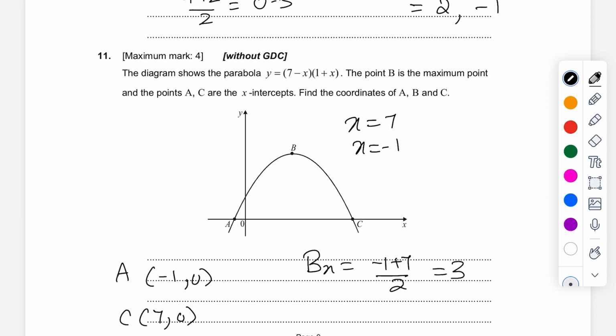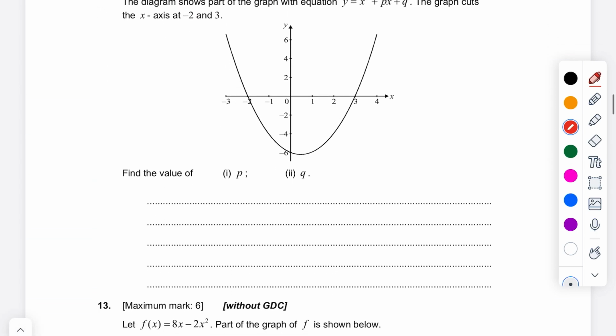So B's x coordinate will be negative 1 plus 7 divided by 2, which is 3. So plug in 3 in the equation: 7 minus 3 times 1 plus 3. So what does that become? 16. So the B coordinates are 3 comma 16.